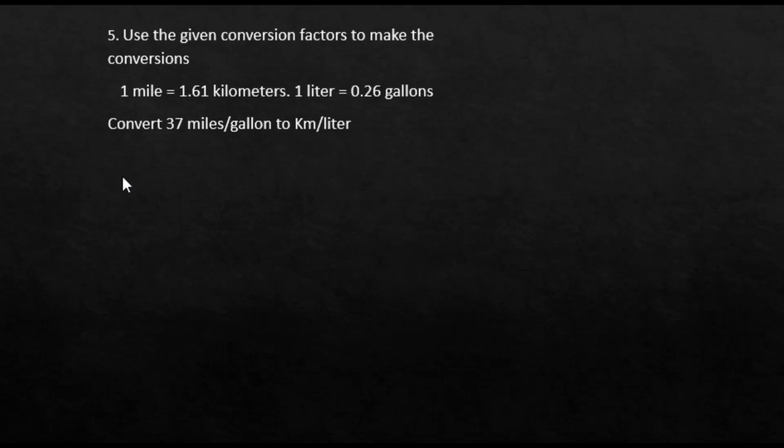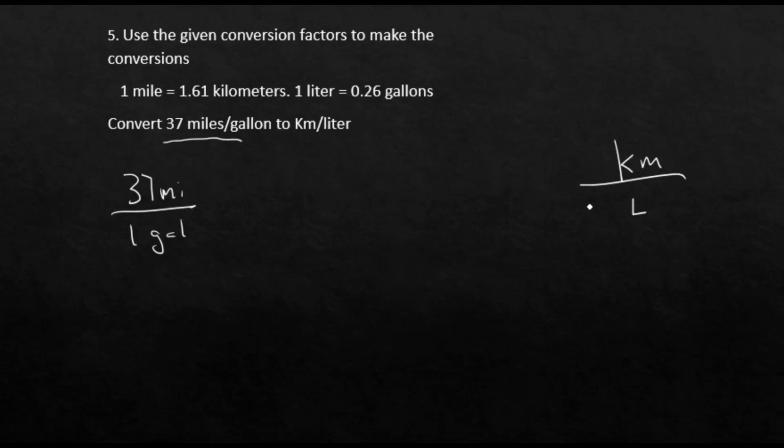So I want to do one more of these double conversions which have a ratio to start with, right? So use the given conversion factors here, these two, to convert 37 miles per gallon, that means 1 gallon, right, to kilometers per liter. Now in this case I have a choice. I can either convert miles to kilometers or convert gallons to liters. So whichever one you want to start with. So let's start with this one.